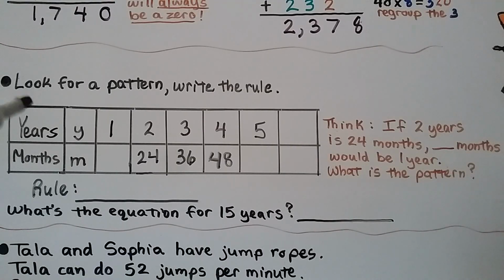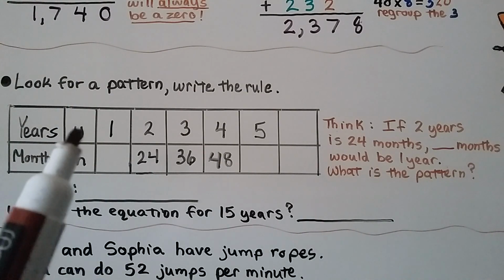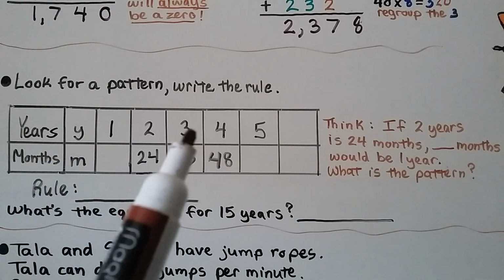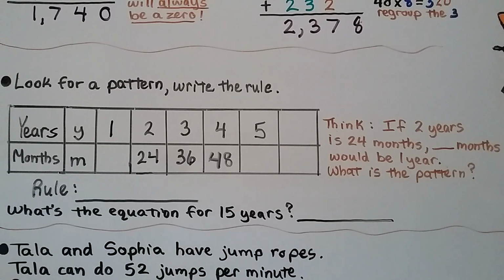For this problem, it's telling us to look for a pattern and write the rule. Take a look at this. We have years and months, and we have a variable y, which stands for the y in years, and a variable m, which is going to stand for the m in months. And if we look at what's here already, it's going 1, 2, 3, 4, 5. So do you know what would go here if we followed the pattern? If you said 6, you're right. It's going up by 1.